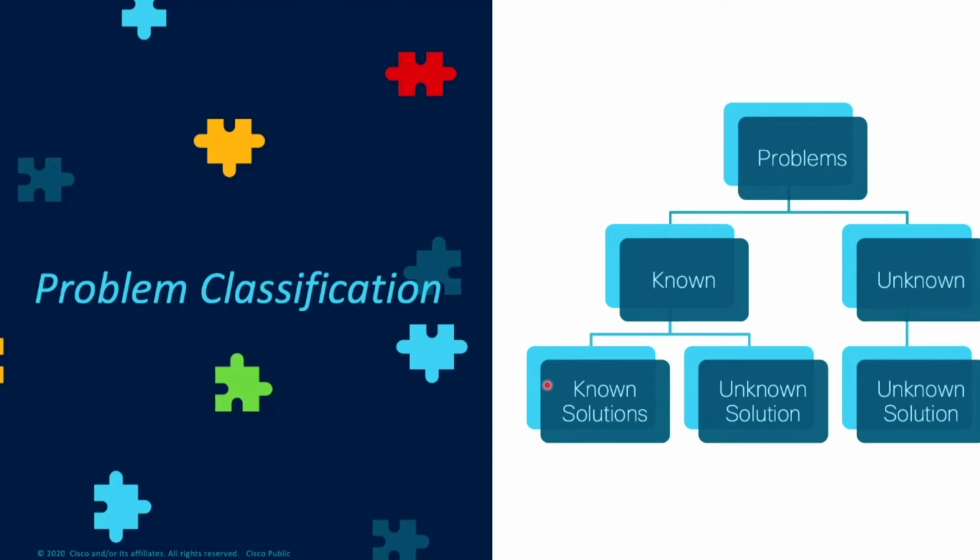Now, what we are going to look at automating using the auto heal is this particular hierarchy. So we are going to look at automating the known problems that have known solutions. This way, we are going to give some time back to the engineers, who can concentrate on the unknown category of problems.